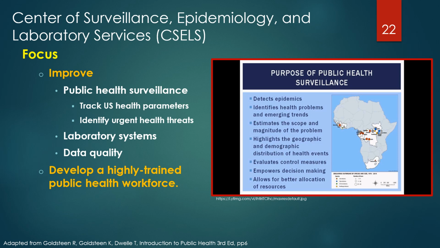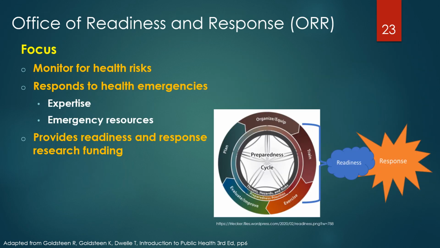CSELS tracks U.S. health parameters and identifies urgent health threats in the U.S. and globally. The Office of Readiness and Response, ORR, works with other federal partners and state, local, tribal, and territorial health departments to monitor for health risks. When a health emergency is identified, ORR provides experts and resources to address the issue. ORR provides funding for health departments and supports readiness and response research.